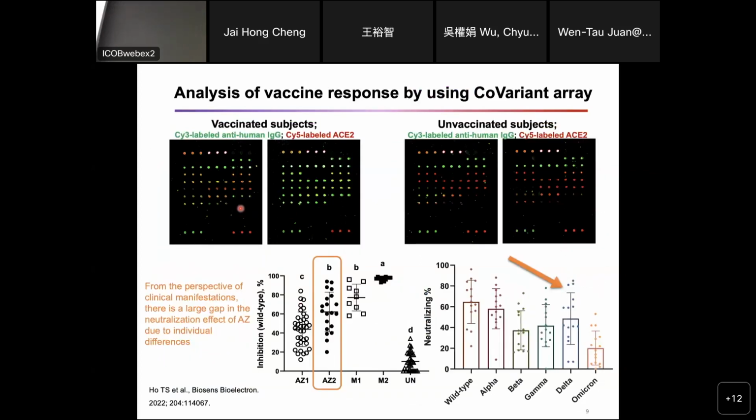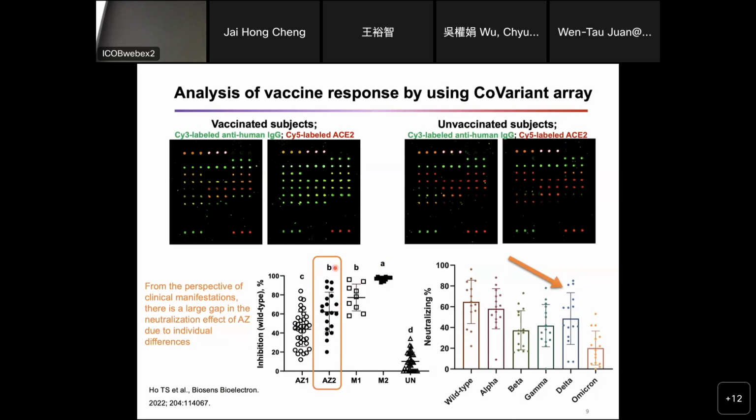So let's see the clinical test. We get some vaccinated subjects, and they are mostly showing green, or greenish. And the unvaccinated subjects are all showing in red. With different vaccine regimens, we can see AZ 1 dose, AZ 2 dose, Moderna 1 dose, Moderna 2 dose against wild type. We can see there's a big subject variation in the AZ vaccine.